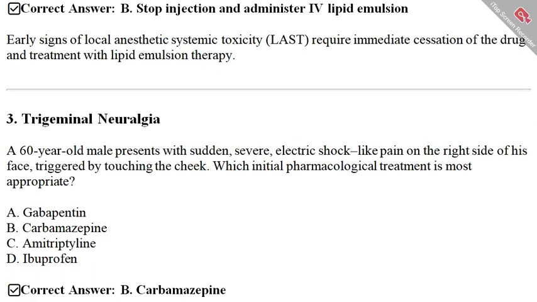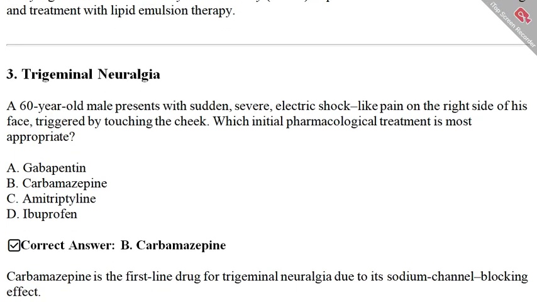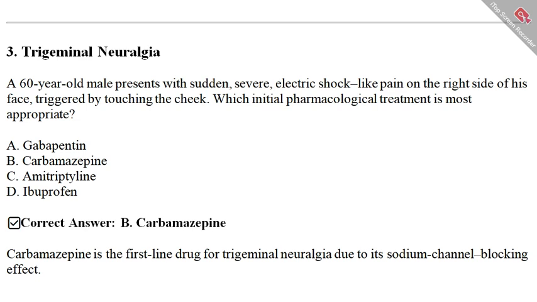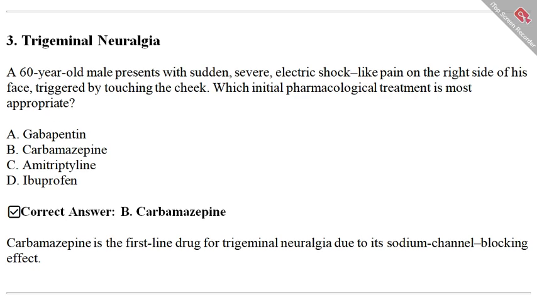Let's go to the third question of this vlog, which is trigeminal neuralgia. A 60-year-old male presented with a sudden severe electrical shock-like pain on the right side of his face, triggered by touching the cheek. Which initial pharmacological treatment is most appropriate? This question is related to medication and pharmacology. Option A is gabapentin, option B is carbamazepine, option C is amitriptyline, option D is ibuprofen.